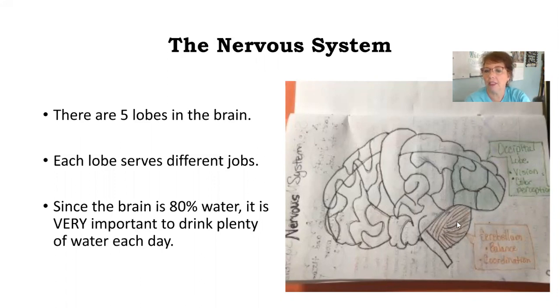It's such an important part of our success in life. This part right here is called the cerebellum, and that controls your balance and your coordination. If you hit the bottom of your head, the base of your head, you could become paralyzed because that's where all the nerves are that take care of the messages to our appendages, to our arms and legs.